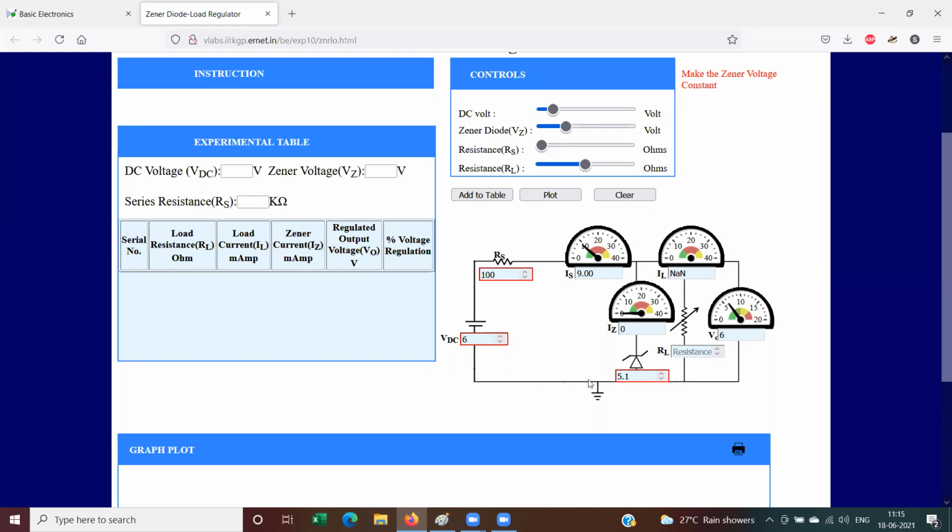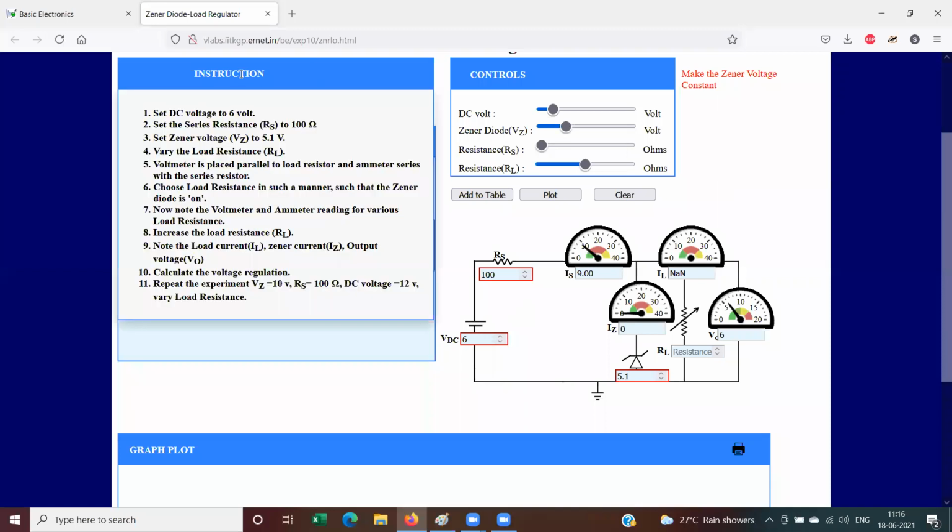Note that IS is 9 milliamps, which is expected, right? Because this VDC minus VZ is 0.9 volt, and if you divide 0.9 by 100, you will get 9 milliamps, right? So this IS value is correct. Okay. First 3 steps completed of the instruction.